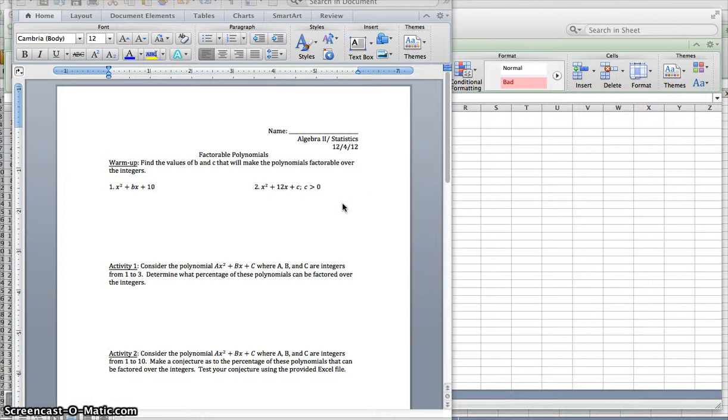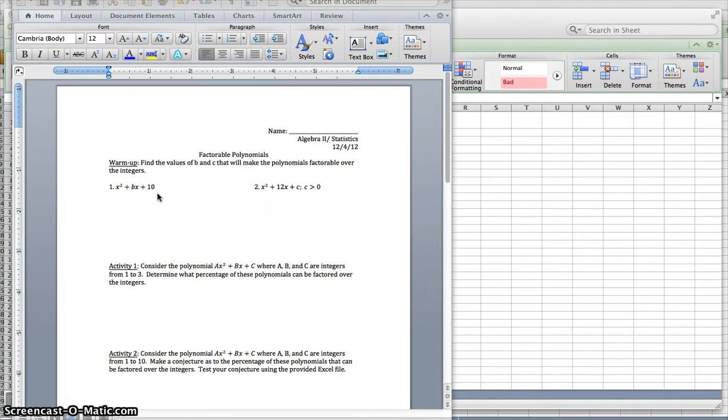So for our Math 326 presentation, we will be discussing factorable polynomials. To begin our presentation, we're going to start with this warm-up here. We have two exercises. The first one is x squared plus bx plus 10. The second is x squared plus 12x plus c, where c is greater than 0. We want the students to find the integers b and c that would make these polynomials factorable over the integers.